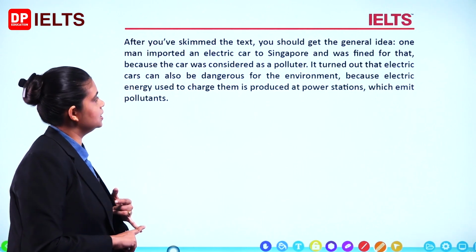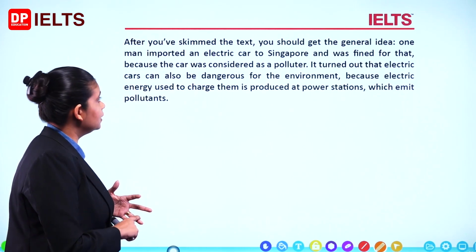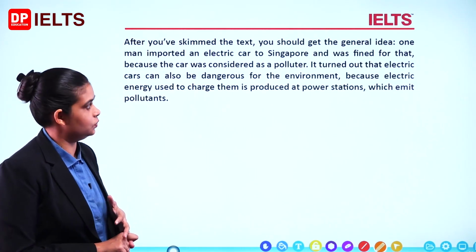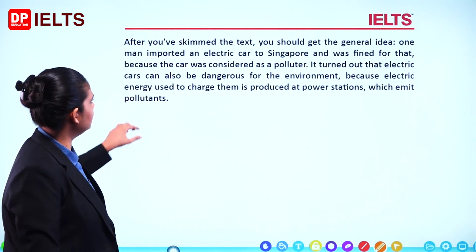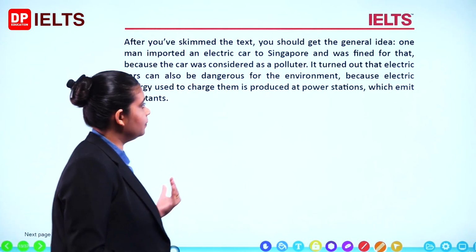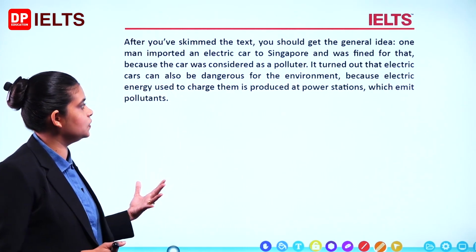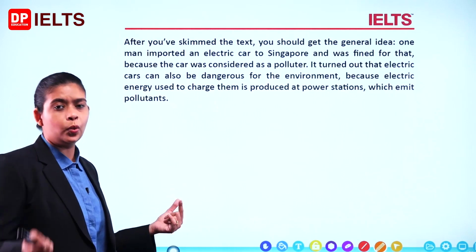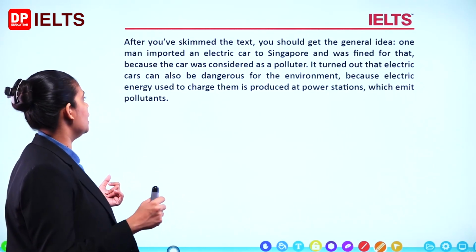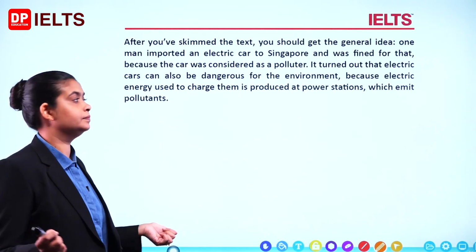So when you do that, you get the general idea. One man imported an electric car to Singapore and was fined for that because the car was considered a polluter. It turned out that electric cars also can be dangerous. Why? Because the energy used to charge them is produced at power stations, which again emit pollutants. So they charged him.